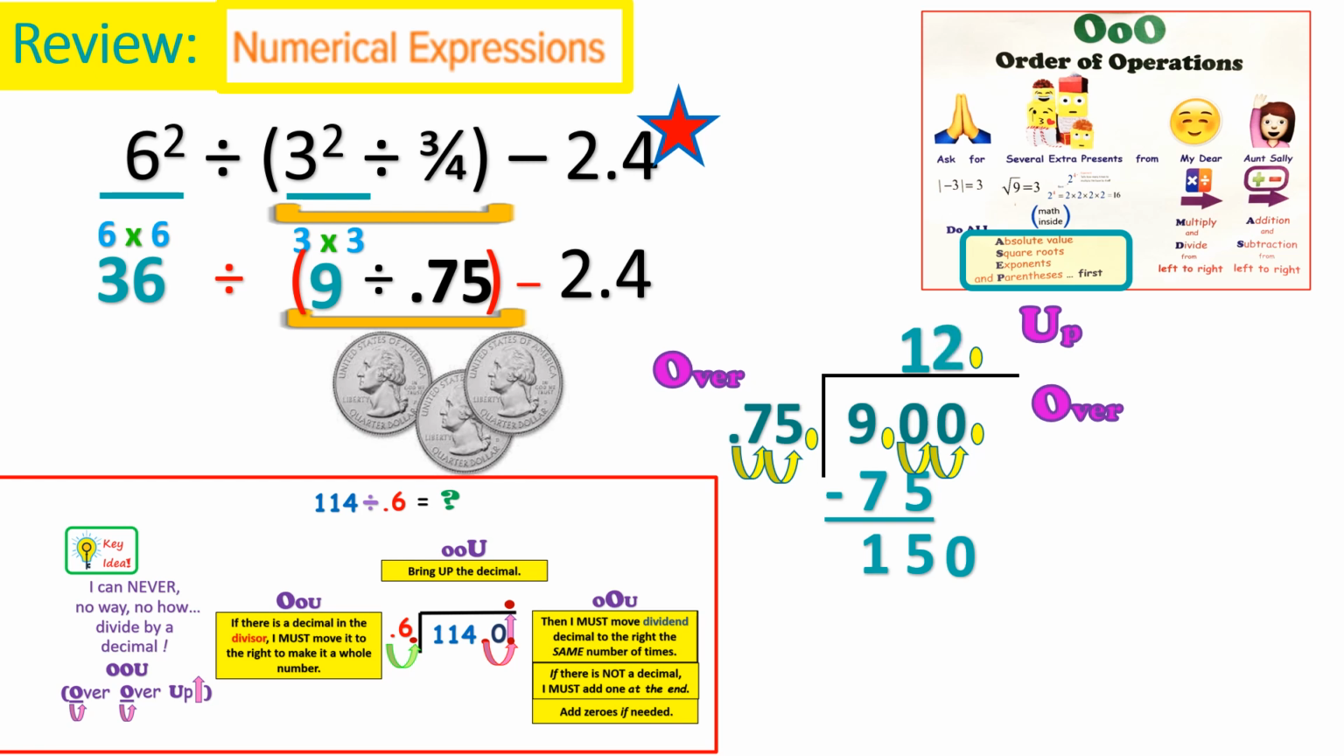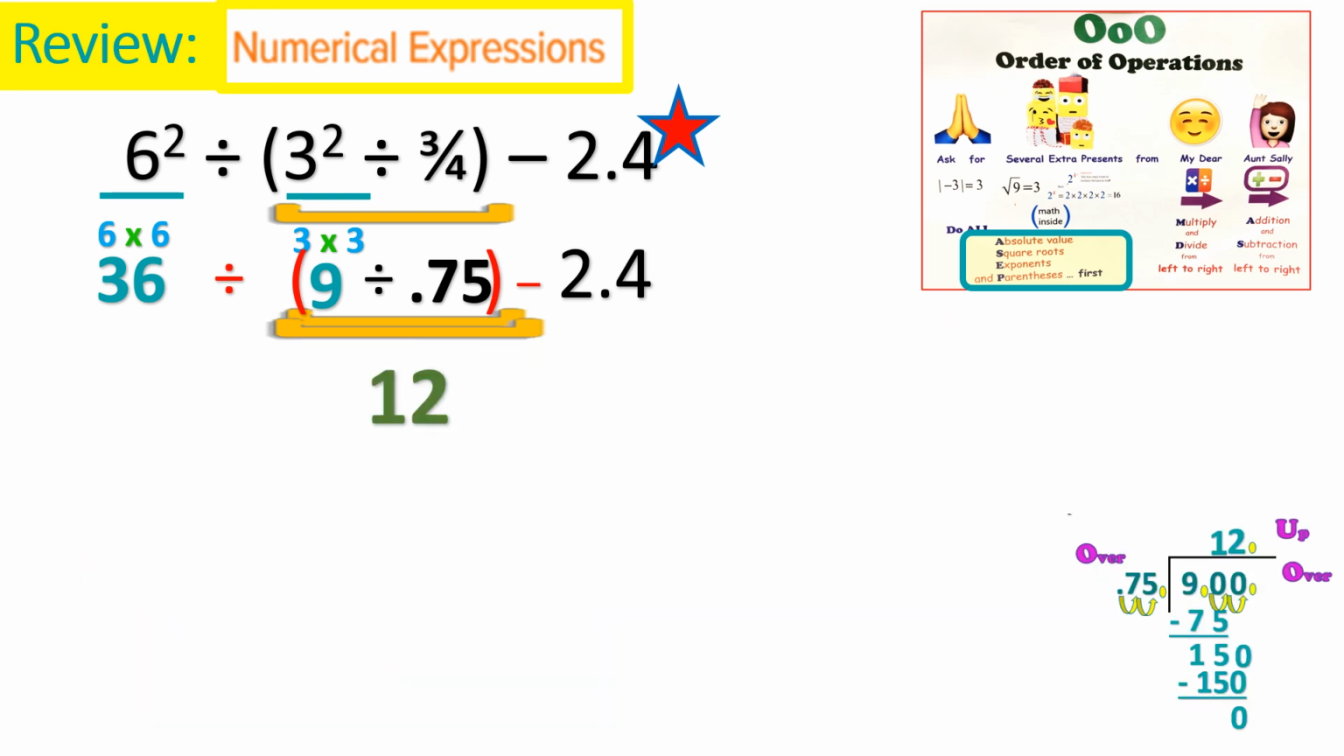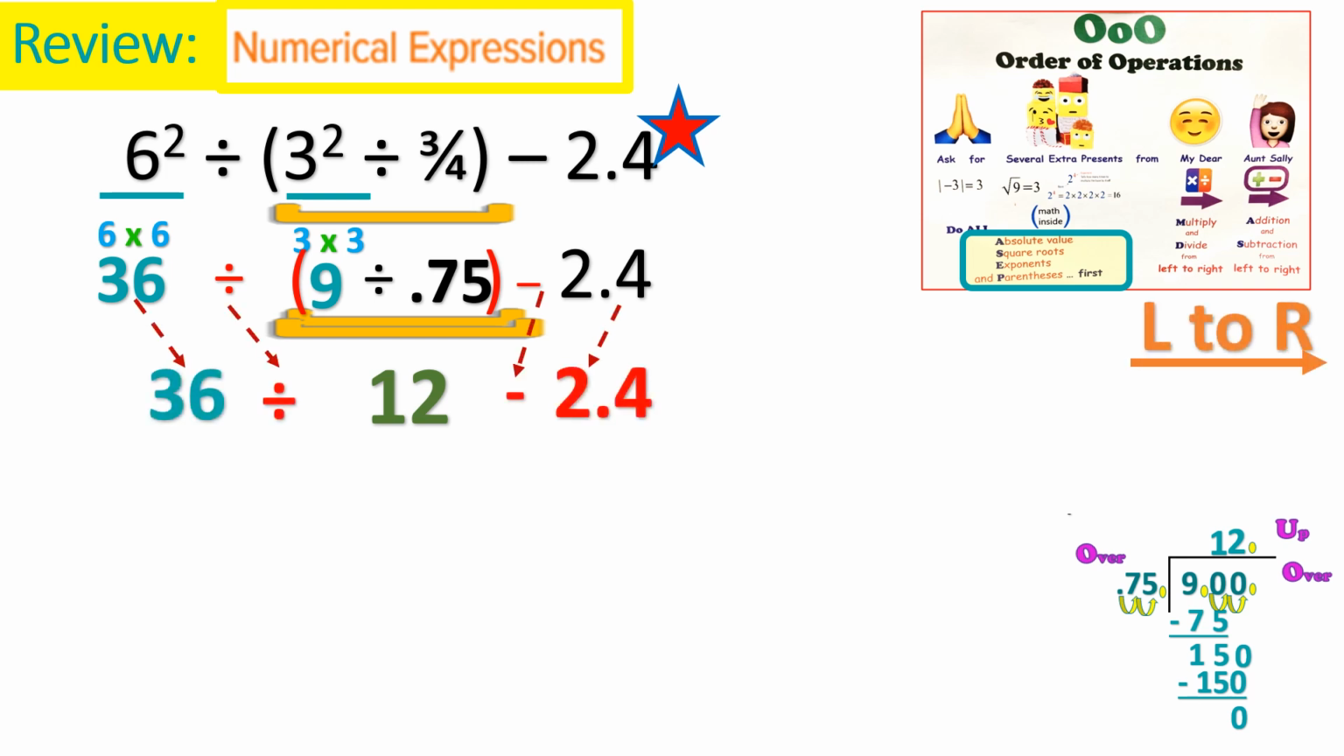How many groups of it in $1.50? Well, there's 2 of them because 2 times 75, if you don't know, pick up your handy dandy calculator and check, but that is 150. So we have a remainder of 0. So now we have found inside of our parentheses is equal to 12, and now we have to bring everything else down. Now we have to do multiplication and division from left to right.